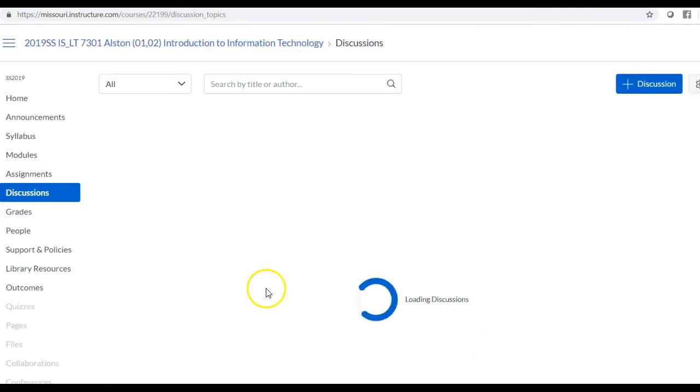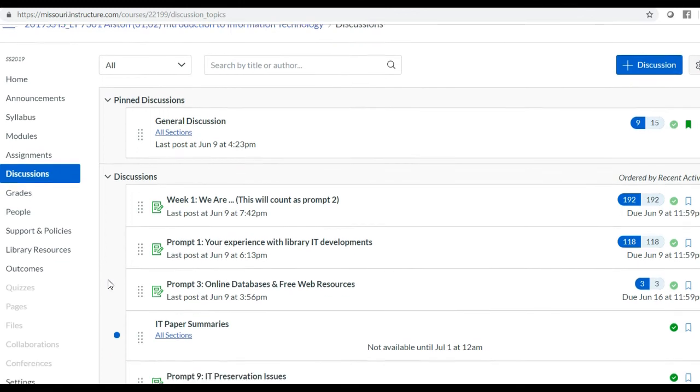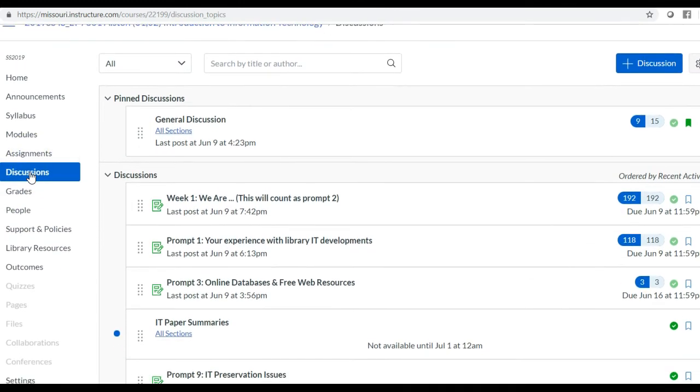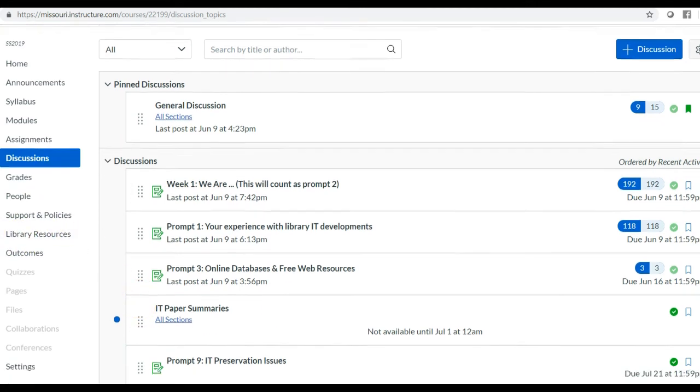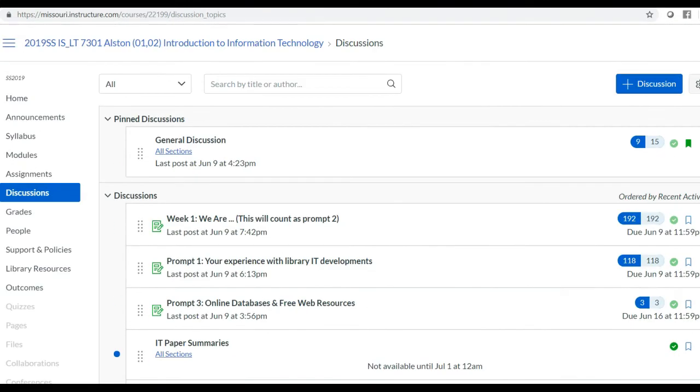Now I'm going to leave that student view. And so, yes, go ahead and when you've done your readings and so forth, then try to hit those discussion boards and talk to your people. Okay. And then support policies and library resources. I'm not going to go through that too much, and we've already talked about outcomes. So that's pretty much the bulk of what I wanted to cover.